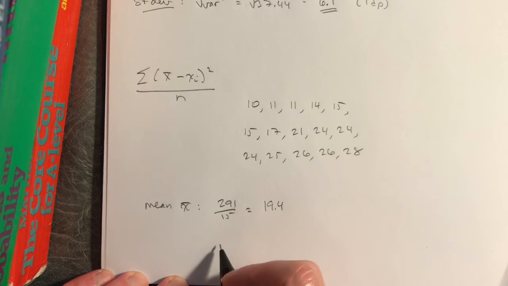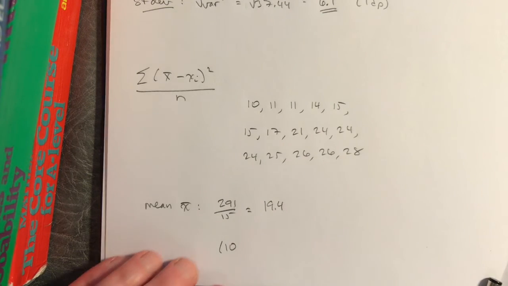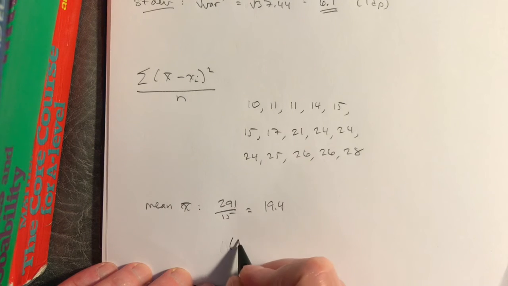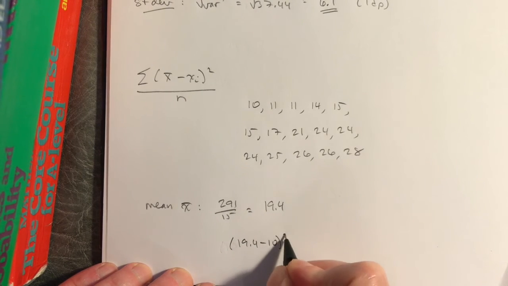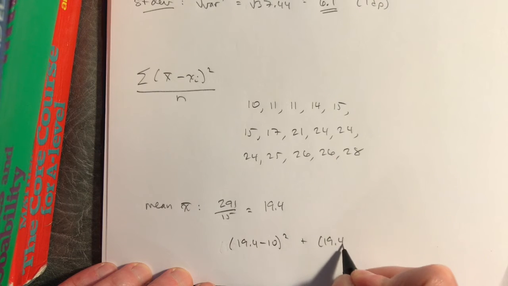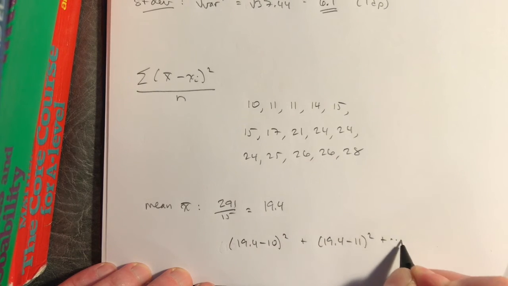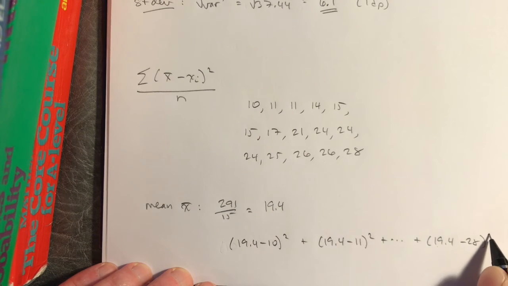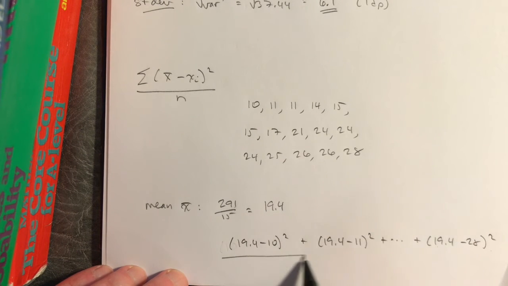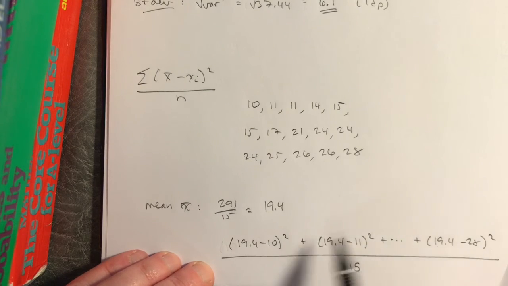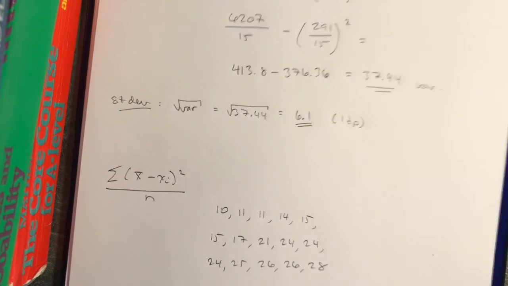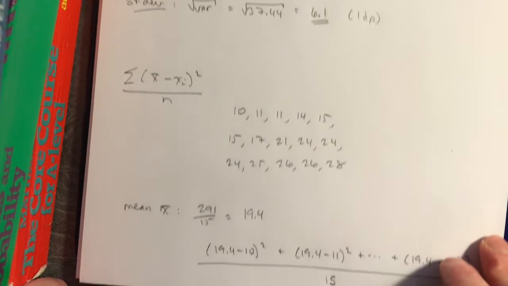Okay, so if you take each of your data points, subtract from the mean, and add all those little bits up. So you go 19.4 minus 10 and square it, and then 19.4 minus 11 and square it, and you do this all the way down to the very last one, 19.4 minus 28, and you square it. Then you divide it by 15 because that's how many we have. If you go through that, you should come up with 37.44 because it's all the same.